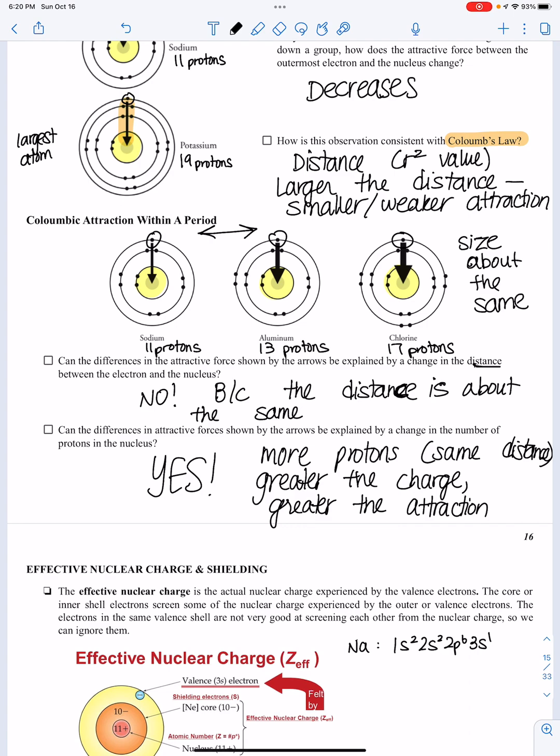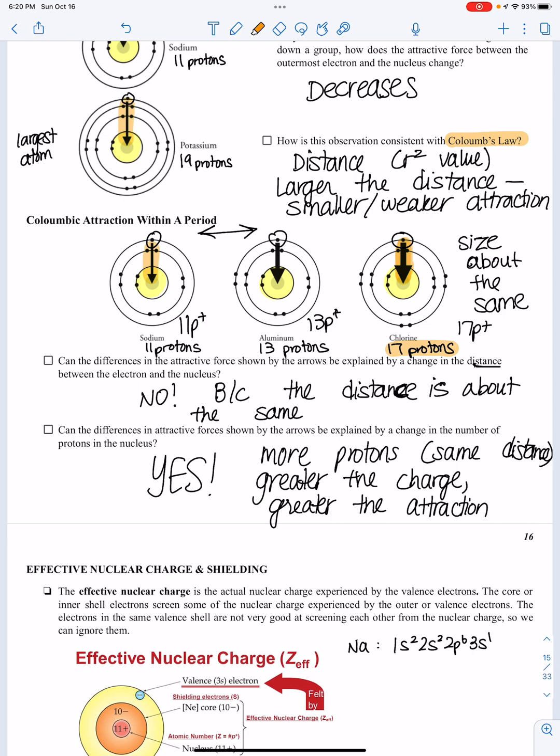I'm going to work backwards here. We could see that because look at this chlorine. It's got a thicker arrow. It also has 17 protons. 17 plus is its positive charge. 13 plus, and then 11 plus. And so the 11 plus has a thinner arrow this time. The only reason why this must be true is because the chlorine's protons, there's more of them, and it must be attracting in those electrons more.